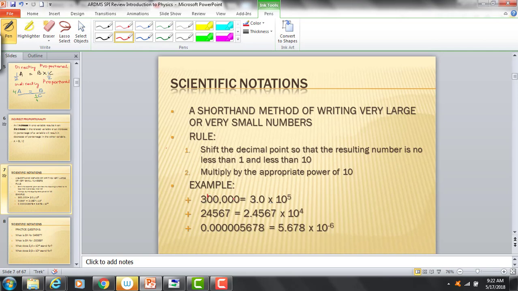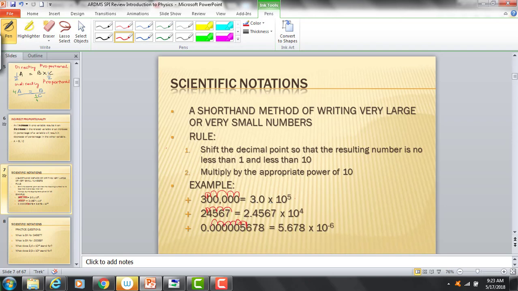So if we have this number, here we are going to put the decimal between 3 and 0 and then write 3.0 into 10 to the power of, let's count, 1, 2, 3, 4, 5, so 10 to the power of 5. Here we're going to put the decimal between 2 and 4 and write down 2.4567 into 10 to the power of 1, 2, 3, 4.